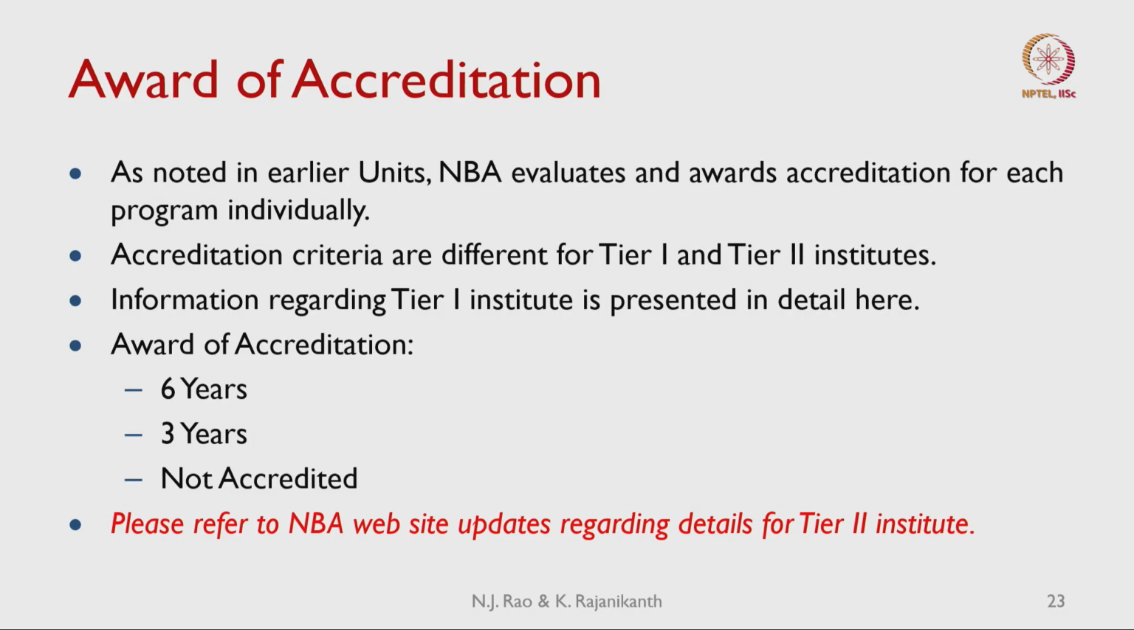Then award of accreditation we discussed in detail for tier 1. Tier 2, you please check the NBA website when it updates the tier 2 accreditation criteria. So, the NBA evaluates and awards accreditation for each program individually, unlike NAAC. The accreditation criteria are different for tier 1 and tier 2 institutes. Award of accreditation 6 years, 3 years, if it is not eligible even for 3 years of accreditation, then not accredited. So, under 3 categories the awards are given for a tier 1 institute, and the criteria we discussed in detail in the relevant units.